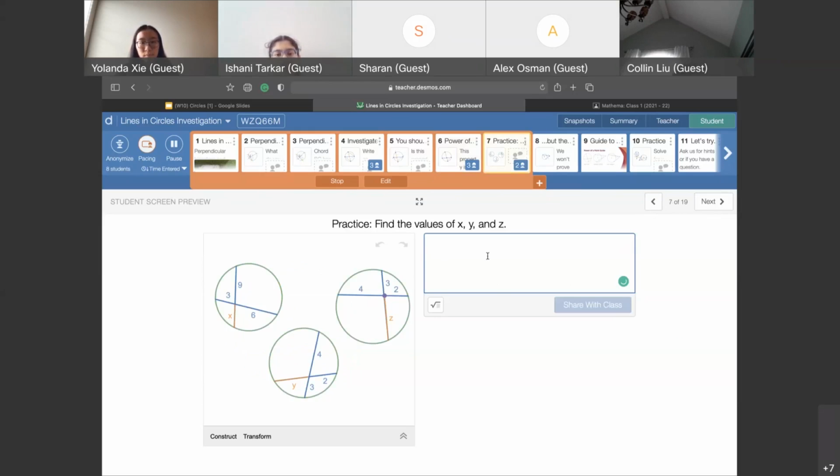So for practice, you have to find the values of x, y, and z. So using our property for x, 9 times x is equal to 3 times 6. You divide both sides by 9 and you get 18 over 9, which is 2. And then for y, you set up a similar equation. You get y times 2 is equal to 4 times 3, so you get 12 is equal to 2y, so you divide both sides by 2 and get y is 6. Then you do the same thing for z, and you get 3 times z is equal to 4 times 2, meaning you get 3z is equal to 8, so you get 8/3 for z.